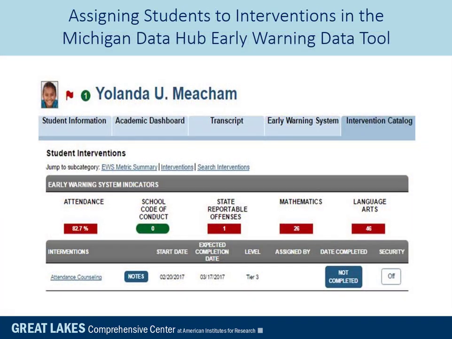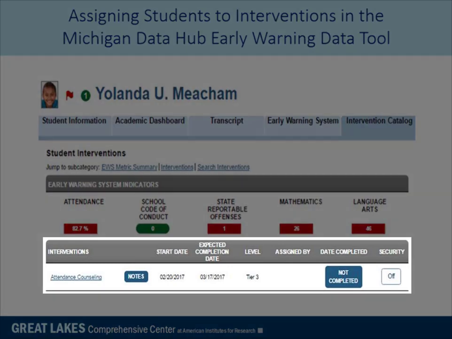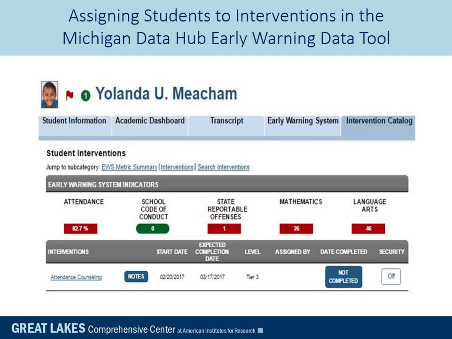The Michigan Data Hub Early Warning Data Tool is not only used to extract information, it's also used for inputting and storing information. If your district uses the Early Warning Data Tool, the EWIMS team can employ the tool to assign students to interventions. After this is done, as seen here, the student's page will show the intervention start date, expected completion date, tier or level, and the person who assigned the intervention. The data tool also allows users to see a list of students assigned to a particular intervention.